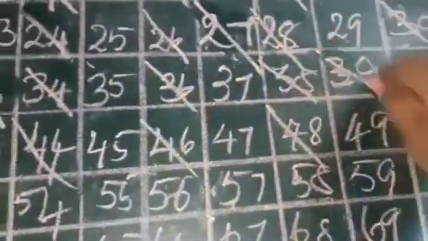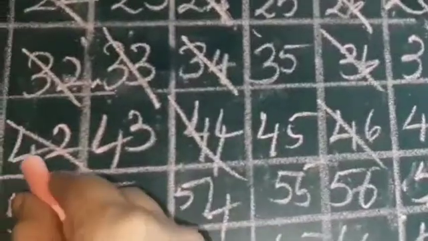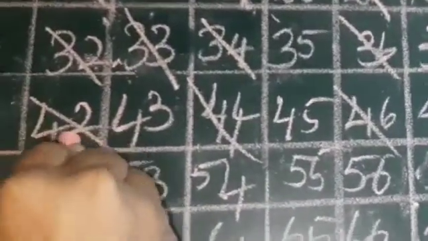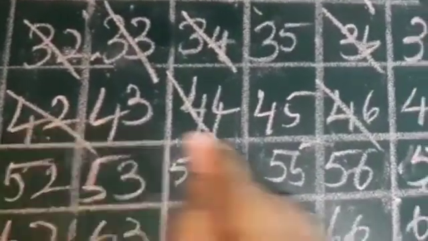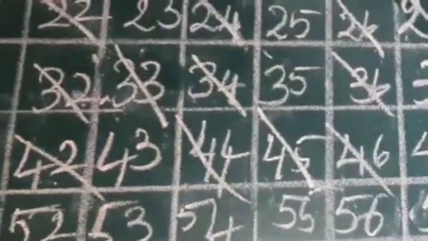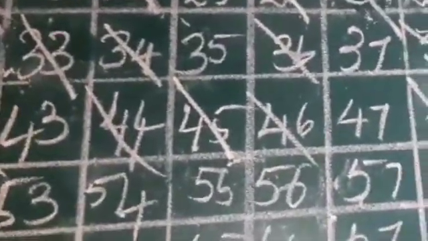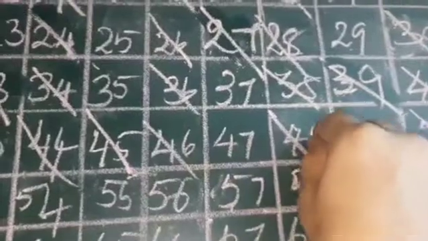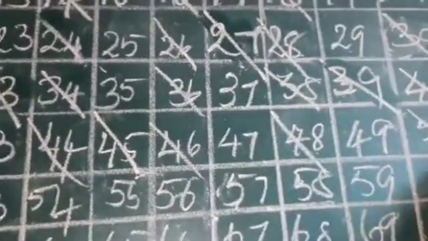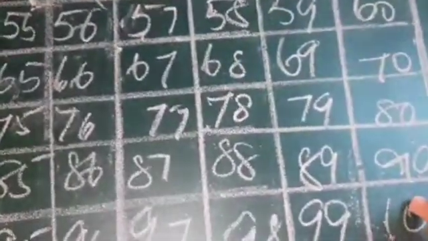Then 33, 39, 42 we have already crossed out, so no need to cross out the number 42. The next number divisible by 3 is 45 and 48. 48 we have done already. Up to 50 only I will be doing, students. So you will be doing up to the number 100.